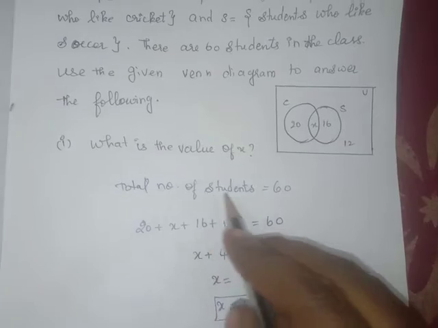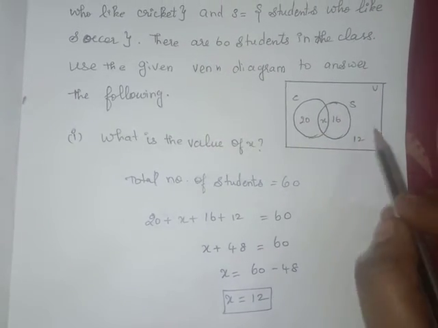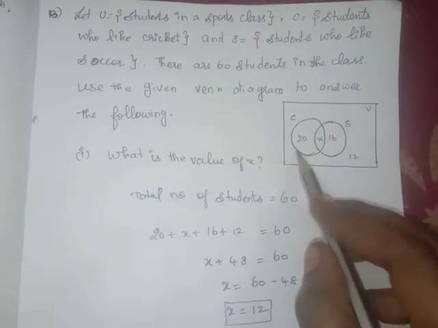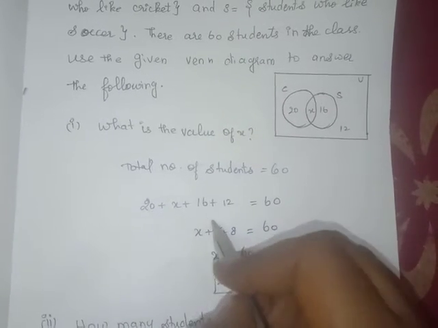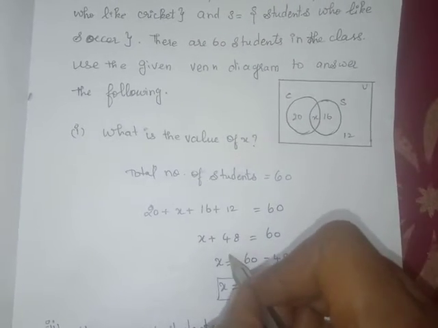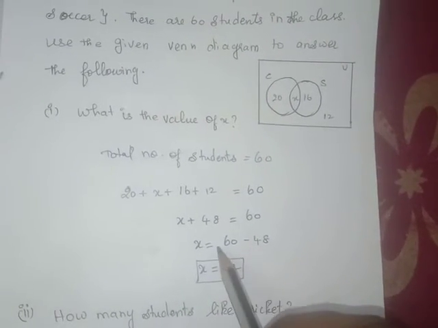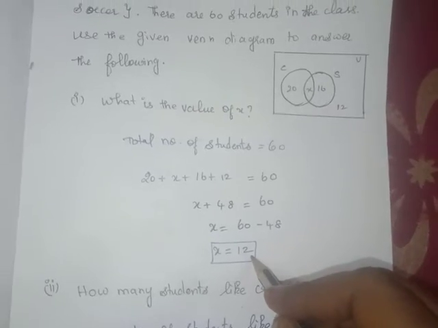That means the total number of students is 60. So the total number of students means all these parts will be added, and you get 60 students. So 20 plus x plus 16 plus 12 equals 60. So 20 plus 12 plus 16, you get 48. Now the 48 goes to that side, it's a minus 48. So 60 minus 48 you get 12. Therefore x is equal to 12 students.